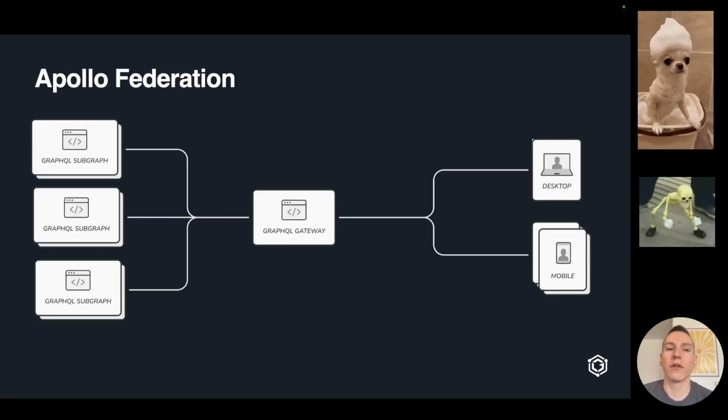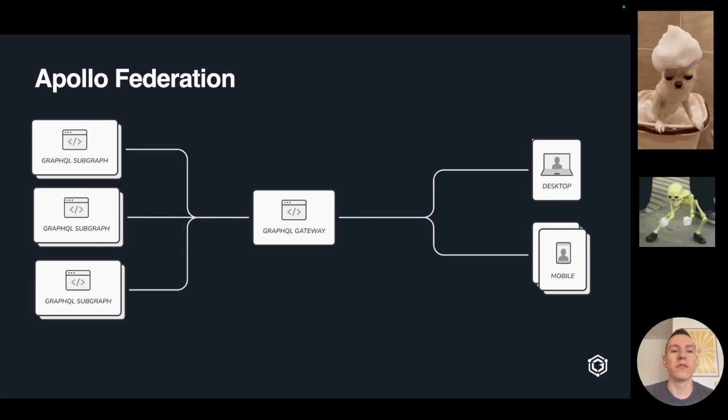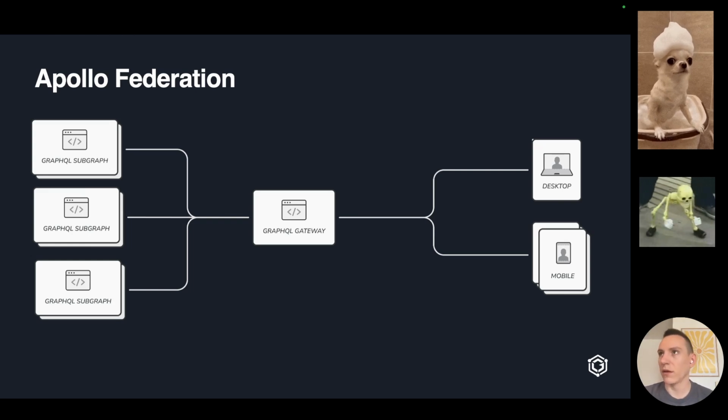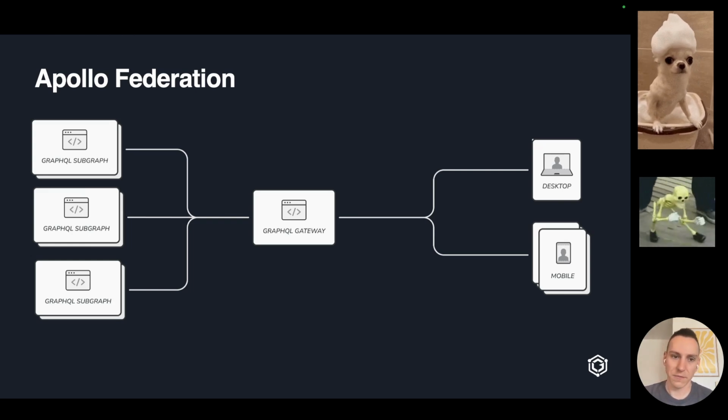Then, if we look at something like Apollo Federation, now we don't have a single GraphQL API. We have multiple subgraphs that each define one or more capabilities that are then composed into a single GraphQL API using a GraphQL gateway. Still, on this gateway, multiple clients could access it.